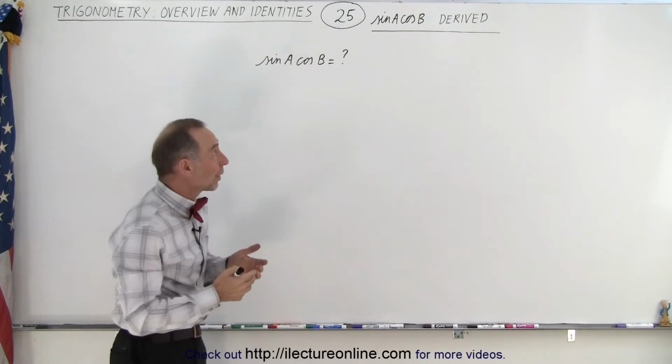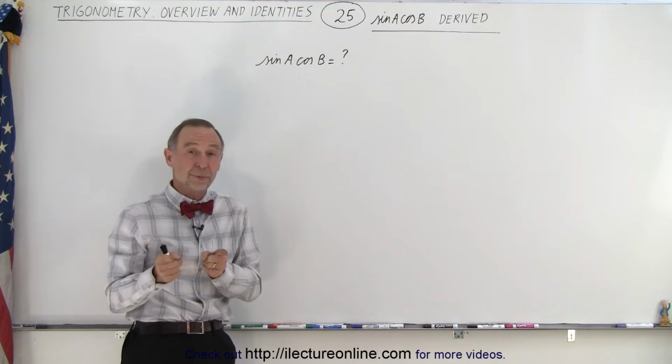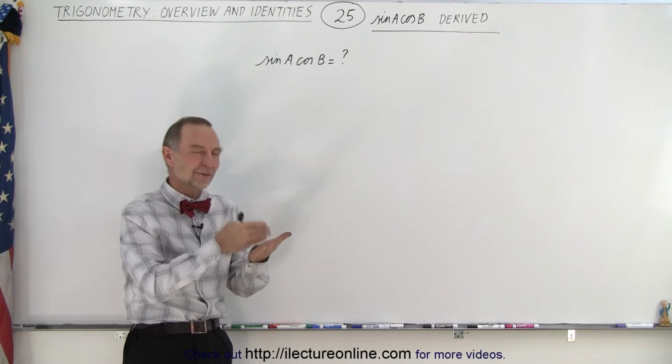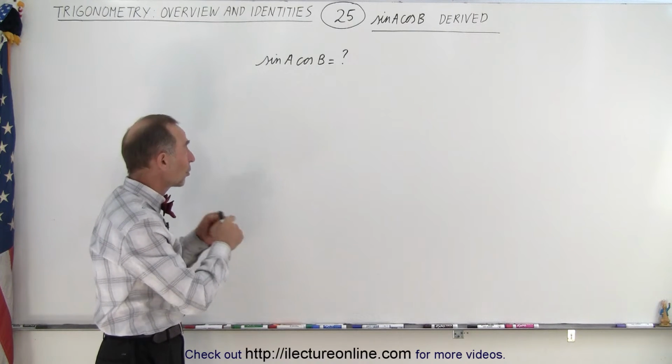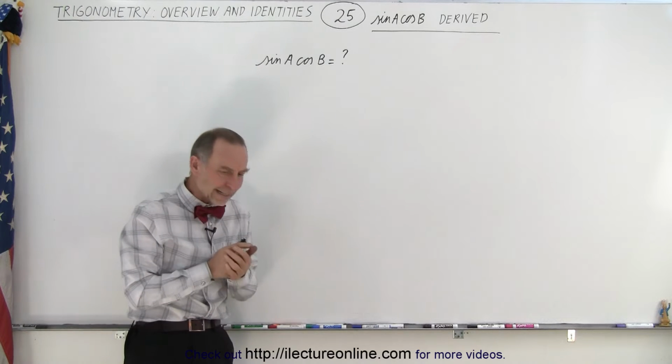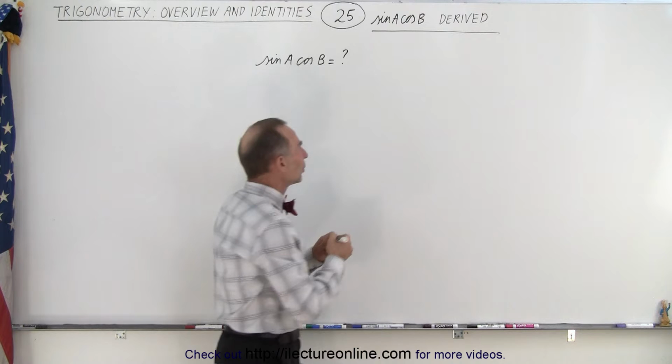In this example, we have the product of the sine of A times the cosine of B, as opposed to the previous two videos where we had the sine times the sine or the cosine times the cosine. Here we end up with the sine times the cosine. So we need an identity that has that as a product. And if I remember right, this one will do.